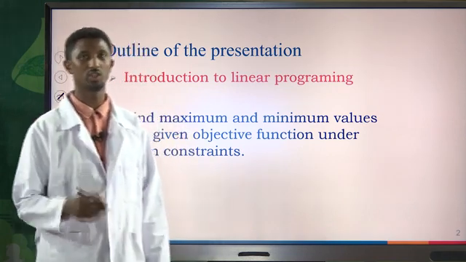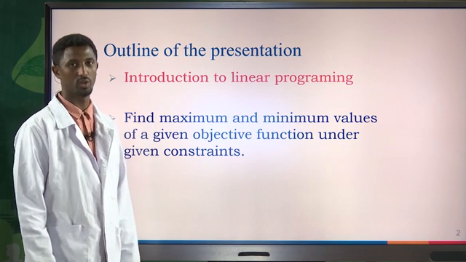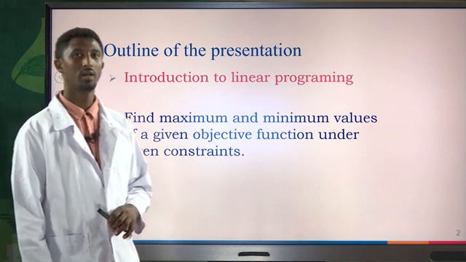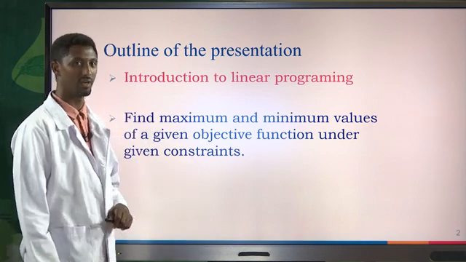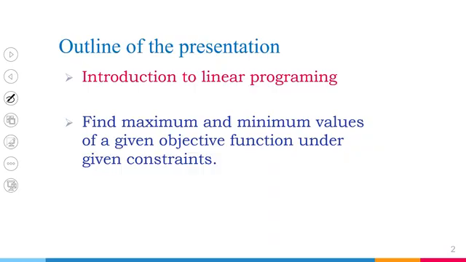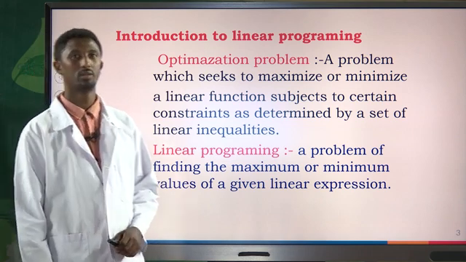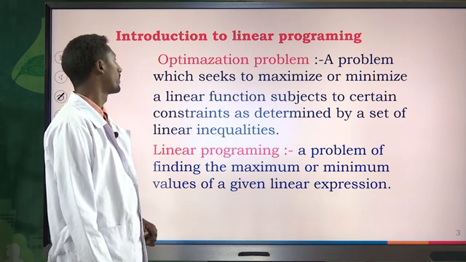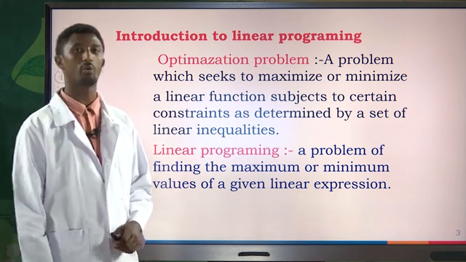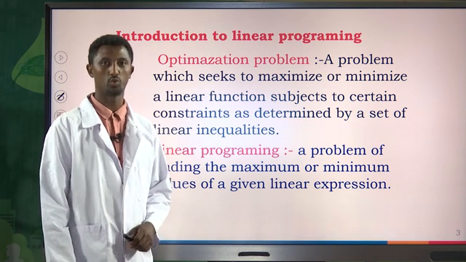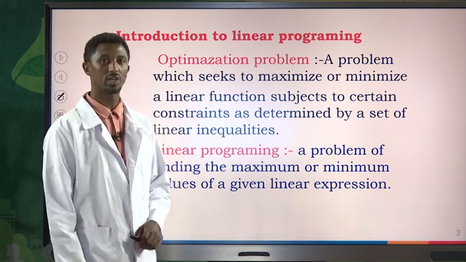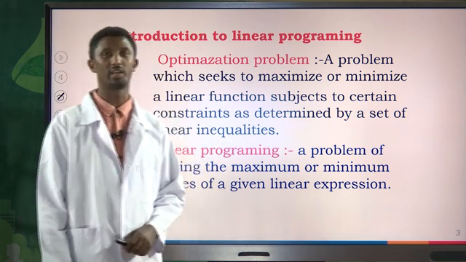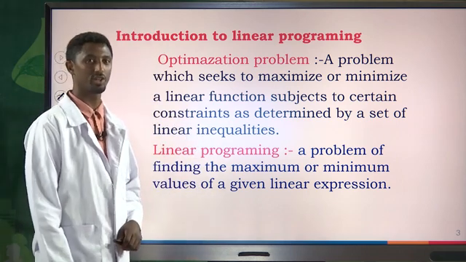We'll try to see some terminologies related to linear programming. Then finally, we'll try to focus on how to determine a maximum and the minimum value of a given objective function under given constraints. So here we have terminologies. What is an optimization problem? A problem which seeks to maximize or minimize a linear function, which is called the objective function, subject to certain constraints determined by a set of linear inequalities. So this is an optimization problem.